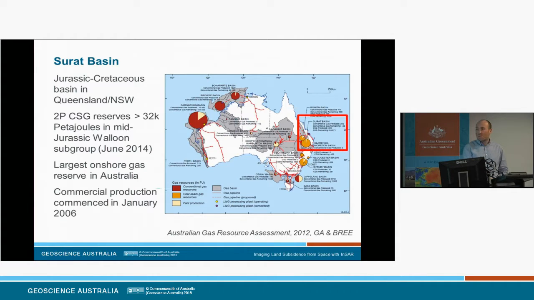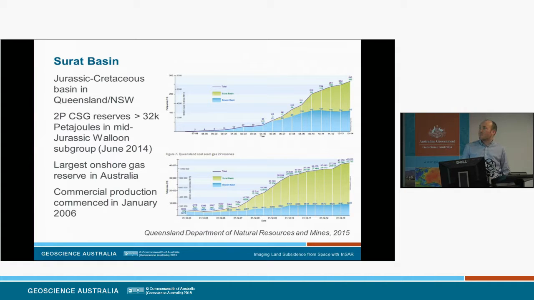Production of that resource began in 2006, and this graph here, the green area shows the increase of that production since 2006. And at the end of last year, 160 petajoules of this coal seam gas resource was being produced per year. Our estimates of the proved and probable reserves of coal seam gas have also increased over time, and now there's over 32,000 petajoules of known coal seam gas in the Surat Basin. So this is a significant energy resource for Australia, and as a result, production is increasing.